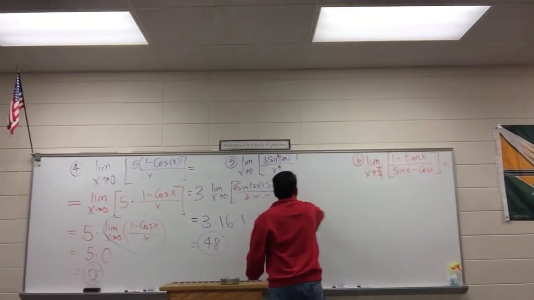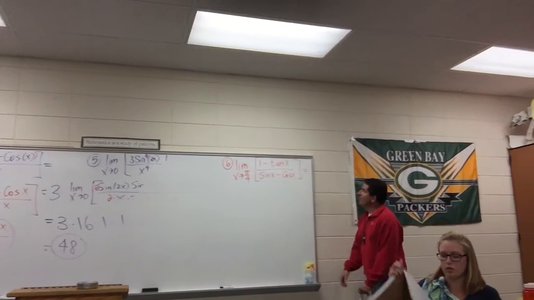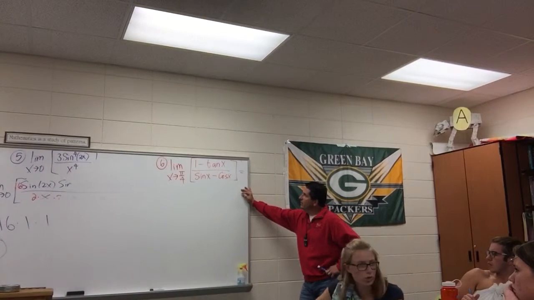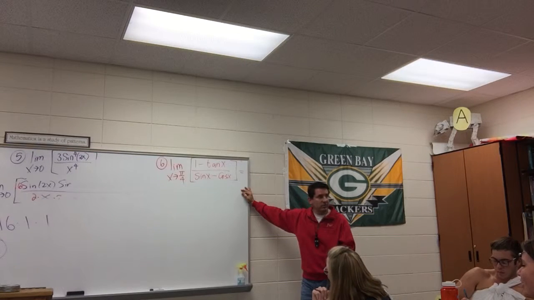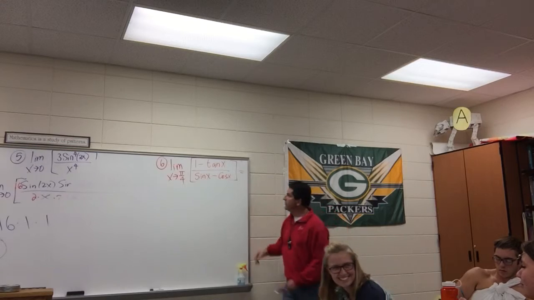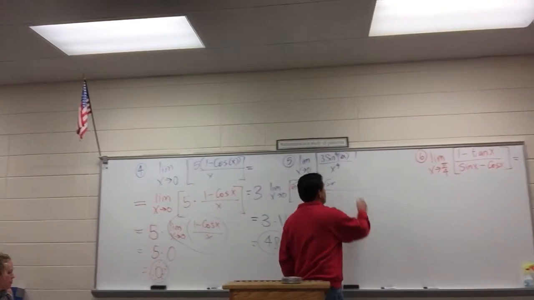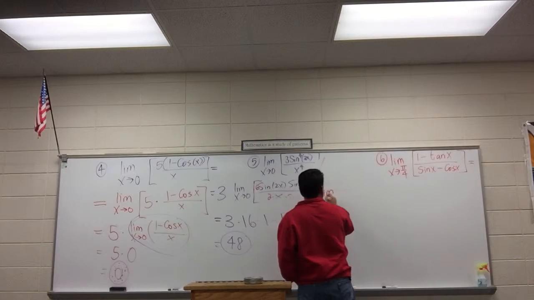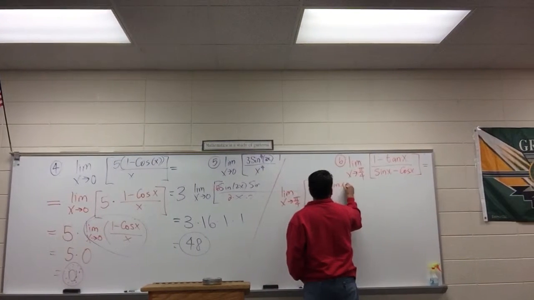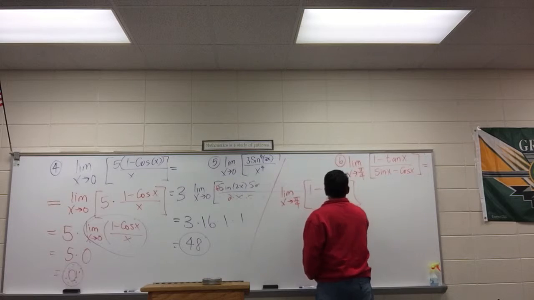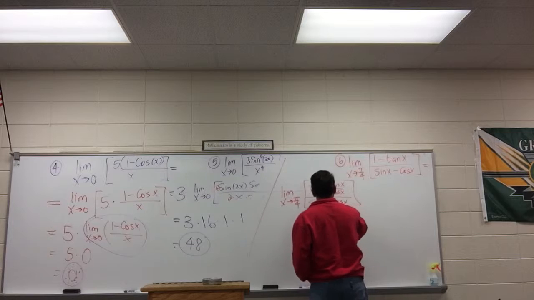Okay. So, divide and conquer, switch it up. What can we do with this? Tangents, right? Convert the tangents. Okay, let's try that. So let's convert our tangent to sine over cosine and see where this gets us. So the limit as x approaches pi over 4 is 1 minus the sine of x over the cosine of x all over the sine of x minus the cosine of x.